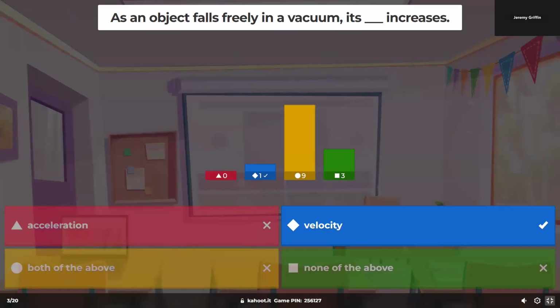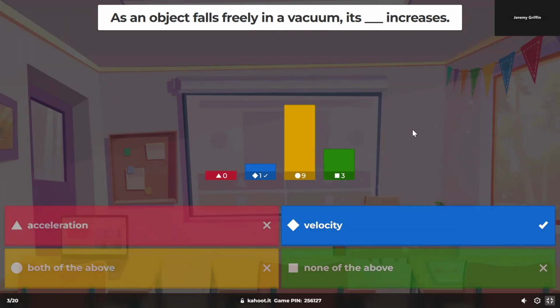One winner. Acceleration is a constant. Yeah, acceleration's constant, right? Drop a ball off a cliff, wasn't it 10 meters per second squared all the way down? 10, 10, 10, 10. So acceleration's constant. Velocity is increasing at a constant rate, so velocity increases. That's true in a vacuum.